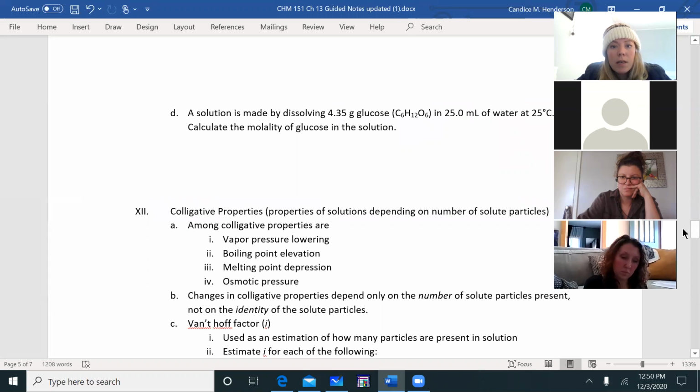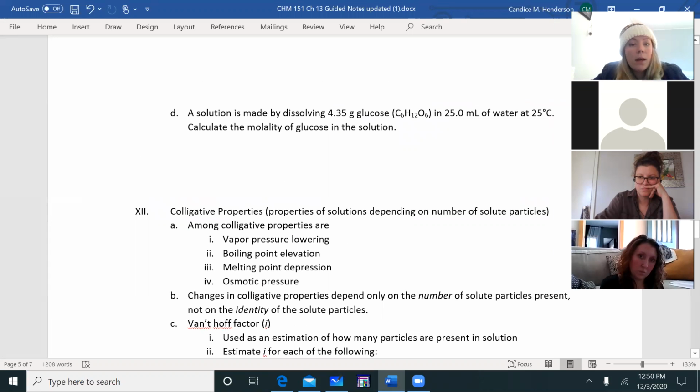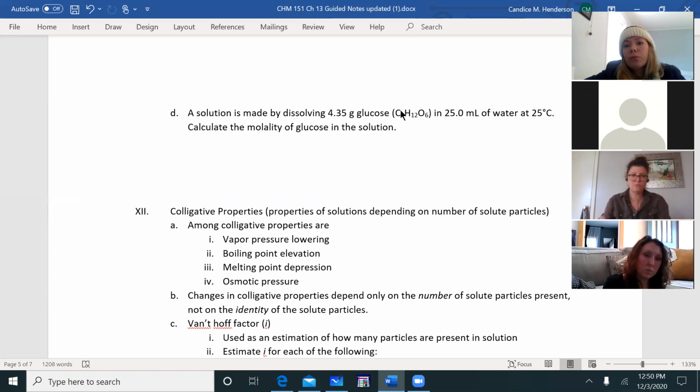Right, so let's do another one. We've got this one here. It says a solution is made by dissolving 4.35 grams of glucose, here's the formula, in 25.0 milliliters of water. And it says calculate the molality of the glucose in the solution. Now, let's assume for water here that the density is 1 gram per milliliter, okay? So you should be able to do a quick conversion from milliliters into grams. I'll give you all a couple minutes for that one.